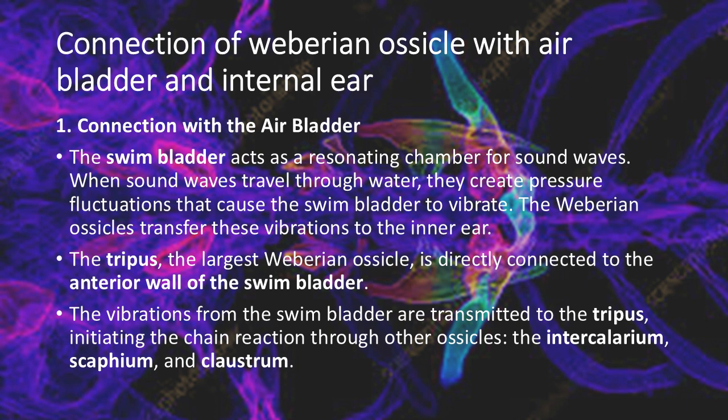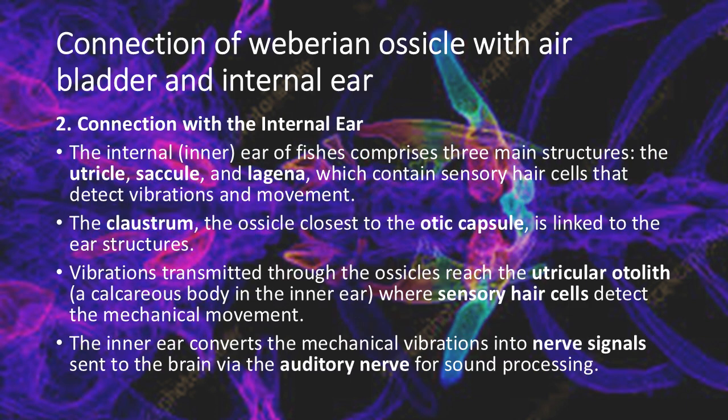The tripus, the largest Weberian ossicle, is directly connected to the anterior wall of the swim bladder. The vibrations from the swim bladder are transmitted to the tripus, initiating the chain reaction through other ossicles: the intercalarium, scaphium, and claustrum. 2. Connection with the internal ear.